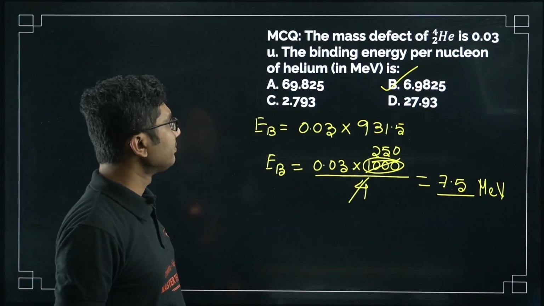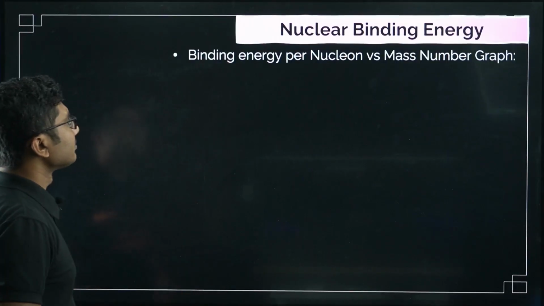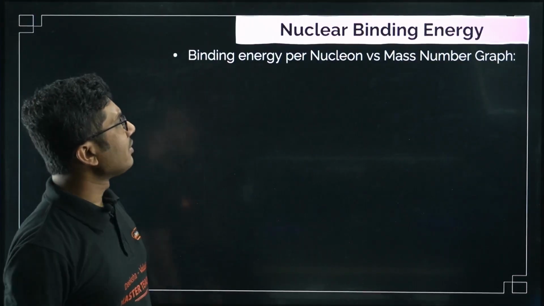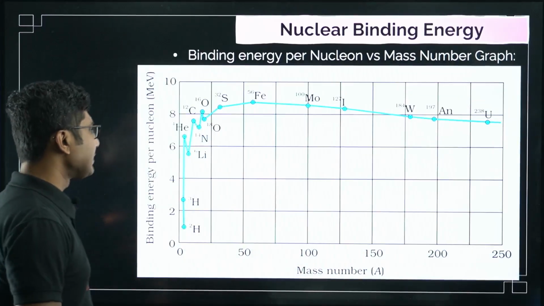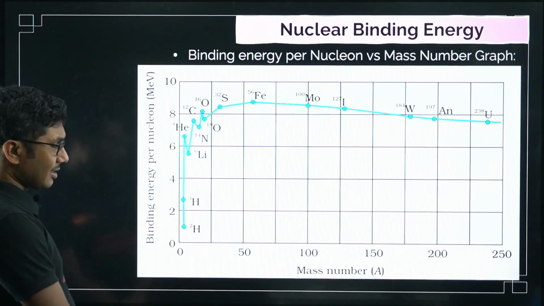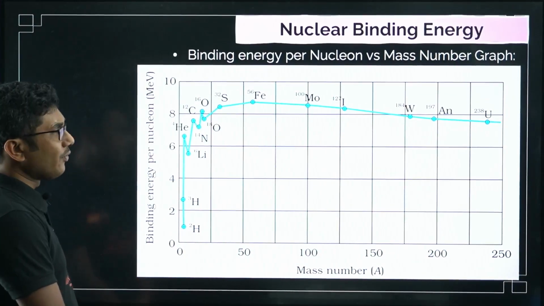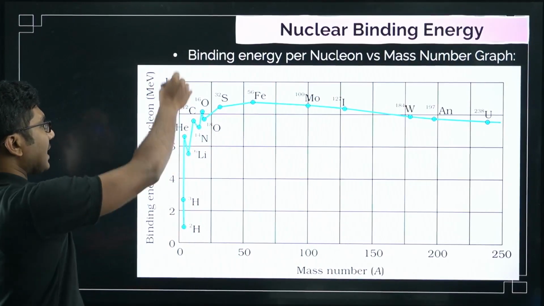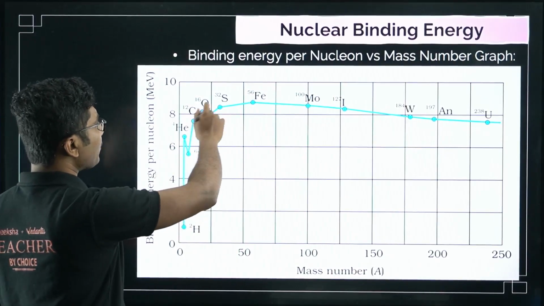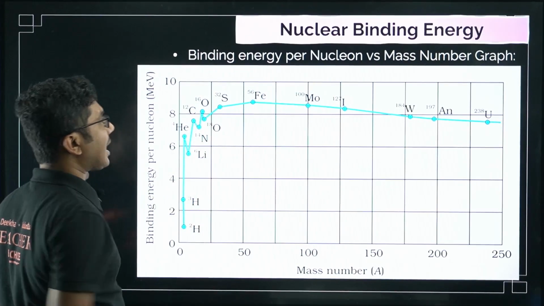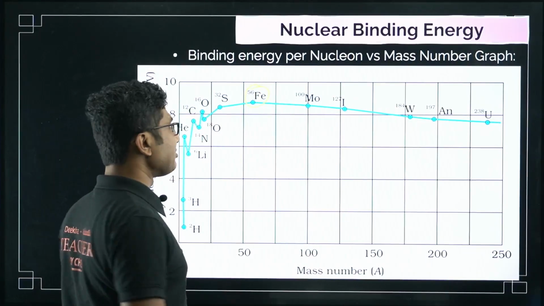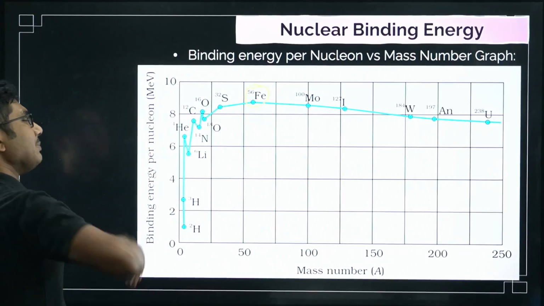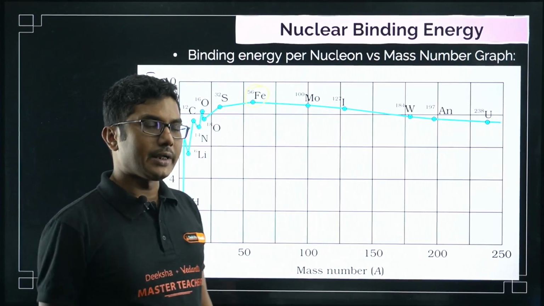Now let's move on. Binding energy per nucleon versus mass number graph. This is the binding energy curve, or binding energy graph, whatever you say. As you can see, binding energy keeps on increasing up to some point, then it becomes highest for iron. Fe has the highest binding energy per nucleon. This is binding energy per nucleon, not the total binding energy.